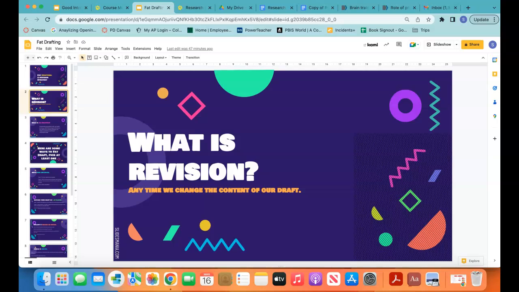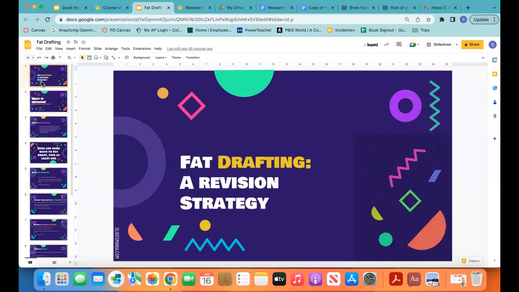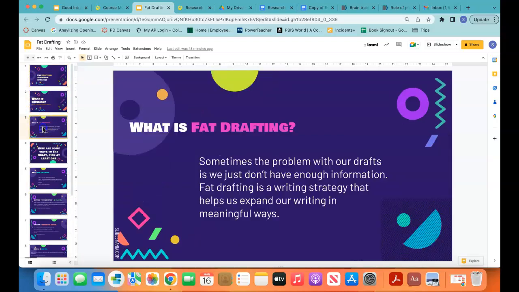And revision is what we do to improve our draft, and there are many strategies that can help us revise our essay. So we're going to talk about one. It is called fat drafting. And what is fat drafting? Well, sometimes the problem with our drafts is we do not have enough information. Fat drafting is a writing strategy that helps us expand our writing in meaningful ways.